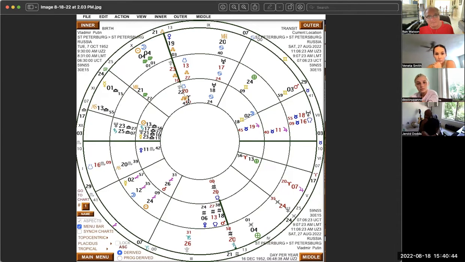Is everybody with me? Yes. Exact 21. That's quite amazing, actually. Look at that. That Pluto is being triggered 100% right now. It has been for the last couple of months, obviously. And that looks like the beginning of his war in Ukraine. Somebody had mentioned to me, I think it was Benita, that she thought that Putin was definitely using astrology to make his moves. And I wouldn't be surprised if that's true.